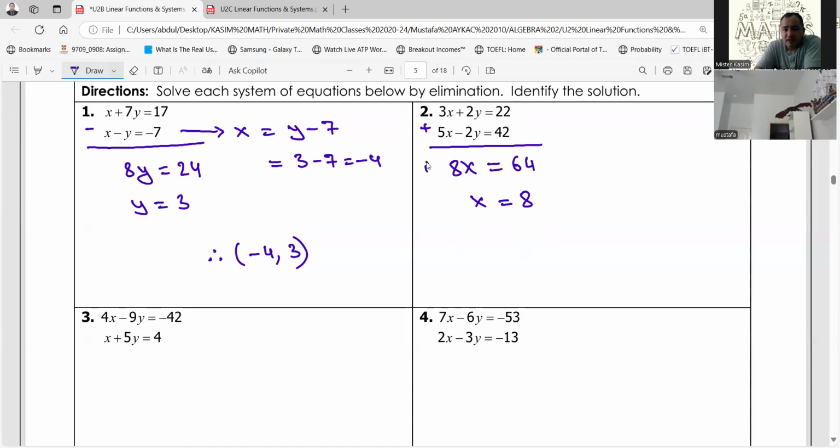And now I can use either the first or the second equation to find y. I'm going to plug it into the first equation: 3 times x, x is 8, plus 2 times y is equal to 22. You know how to solve this equation. If you solve this, 22 minus 24 is negative 2. Negative 2 divided by 2 is negative 1. So x equals 8 and y equals negative 1.